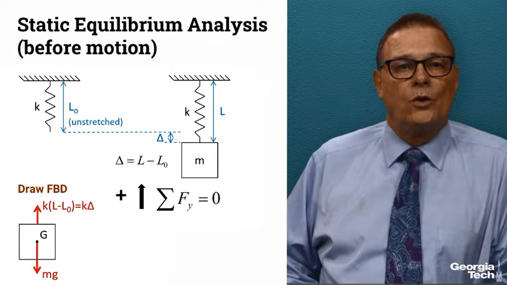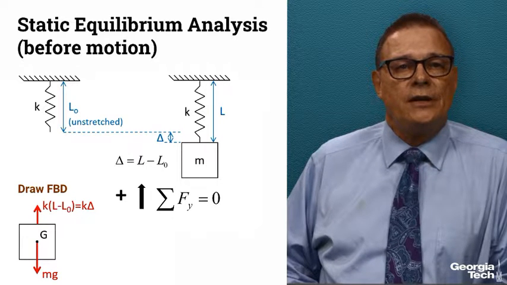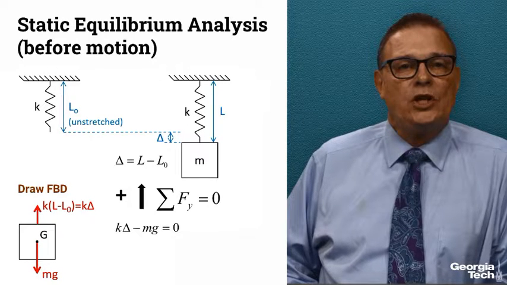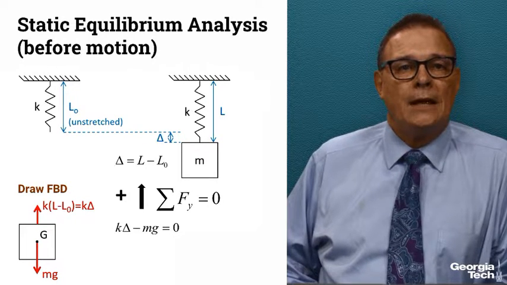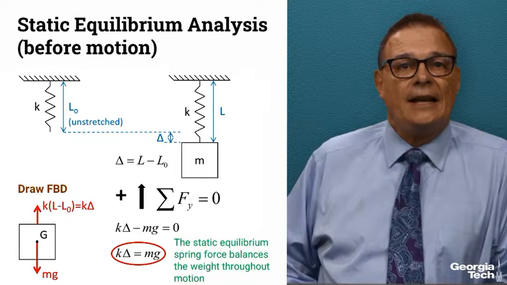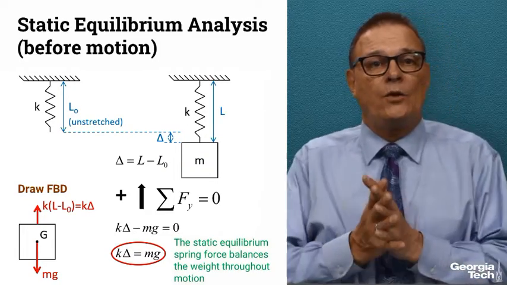I'll go ahead and sum forces in the y direction. I'll take up as positive for my sign convention in assembling the equation. So I've got K delta minus mg equals 0. And so K delta equals mg is the static equilibrium spring force, and it's balanced by the weight throughout motion.